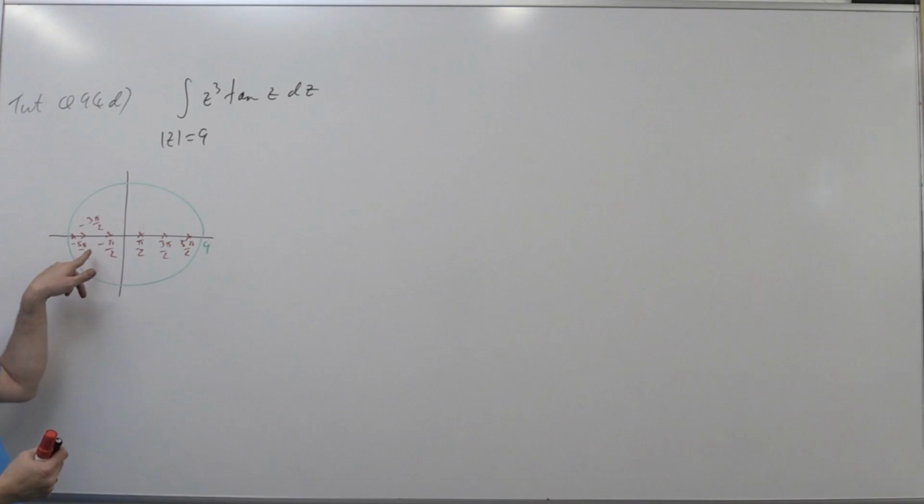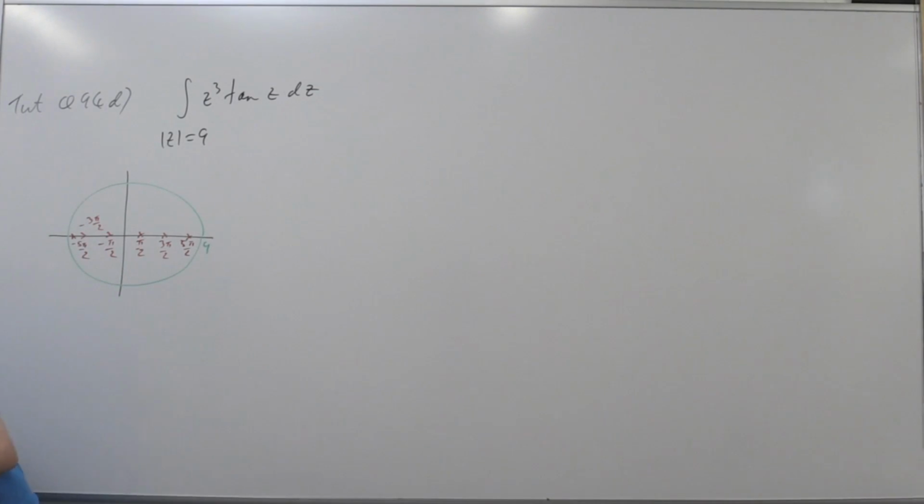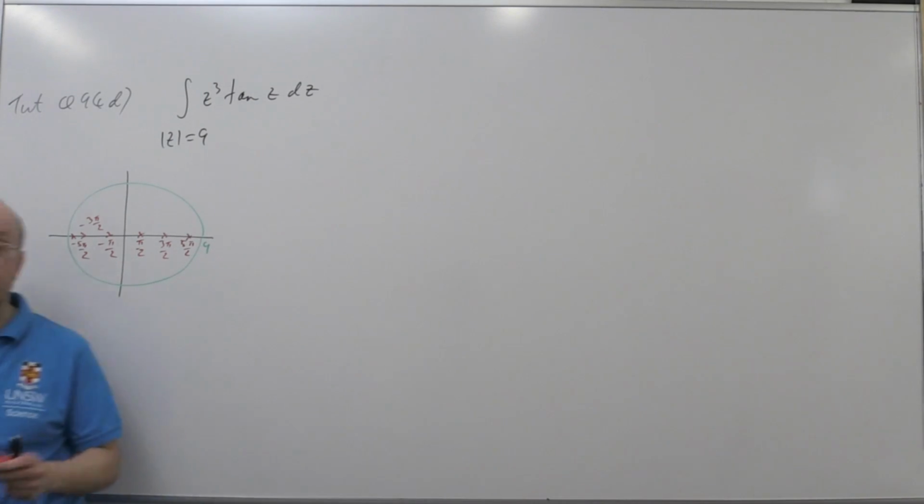and the residue theorem says that this integral will be just the sum of the residues multiplied by 2 pi i. The question is, what's the best way of finding these residues?